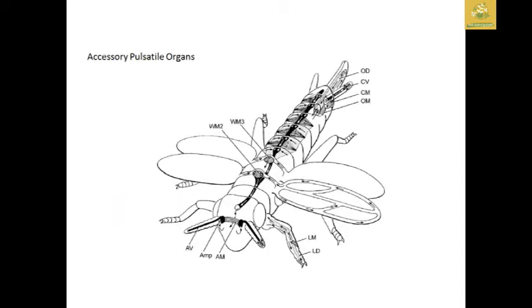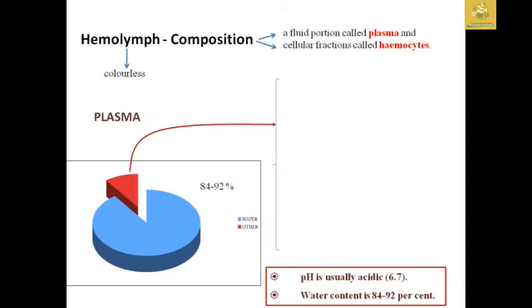So the accessory pulsatile organs are given in this picture. The circle denotes the accessory pulsatory organs, from which the hemolymph is transferred through the accessory parts. Now, looking at the composition of hemolymph, it is a fluid which contains plasma and the cellular fractions known as the hemocytes. The plasma content is said to be around 16 to 8% in each insect, and it is colorless in nature.